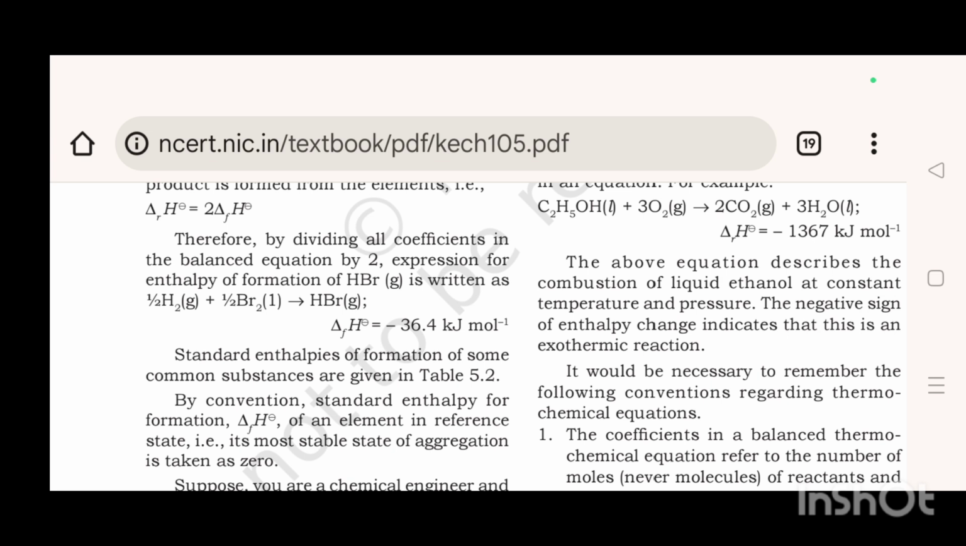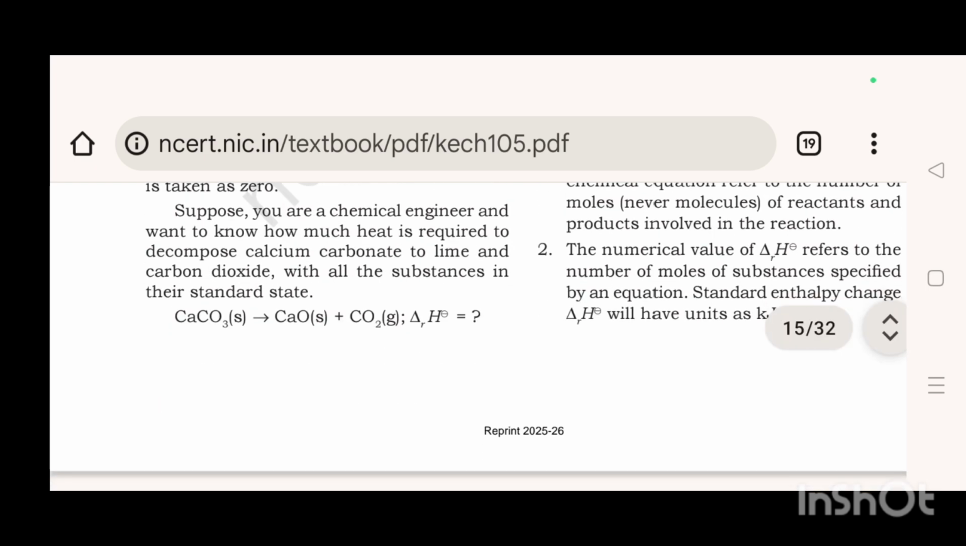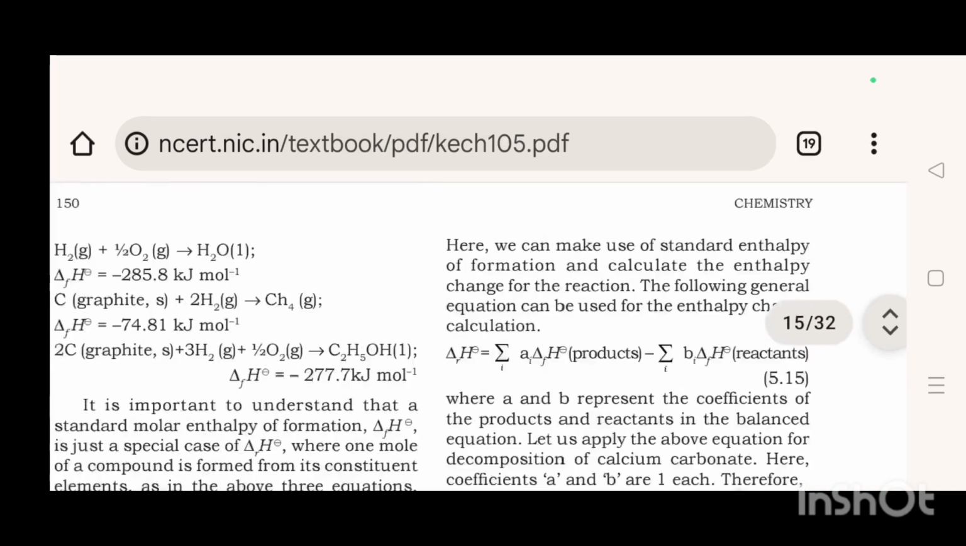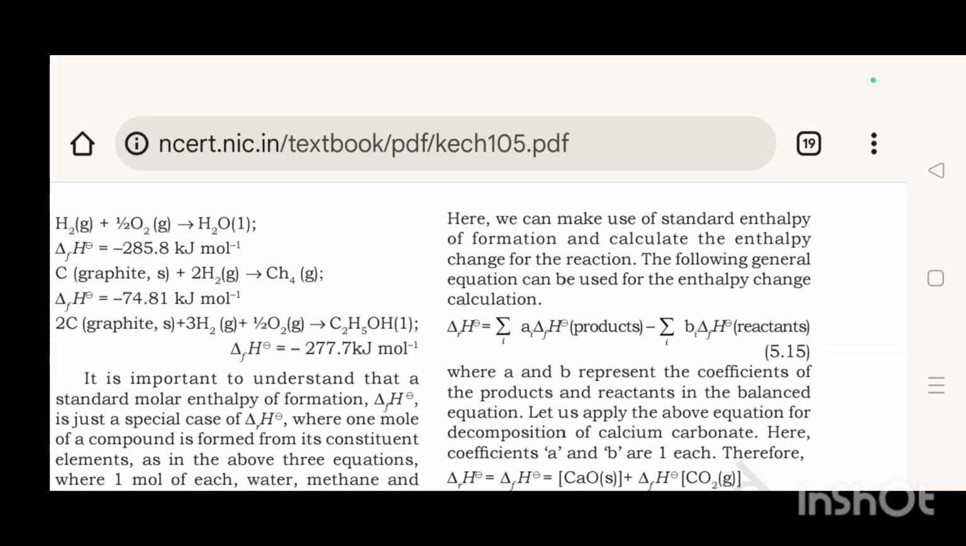Standard enthalpies of formation of some common substances are given. By convention, the standard enthalpy of formation ΔfH of an element in reference state, that is in its most stable state of aggregation, is taken as 0. Suppose you are a chemical engineer and want to know how much heat is required to decompose calcium carbonate to lime and carbon dioxide with all the substances in the standard states. We can make use of standard enthalpy of formation and calculate the enthalpy change for the reaction.